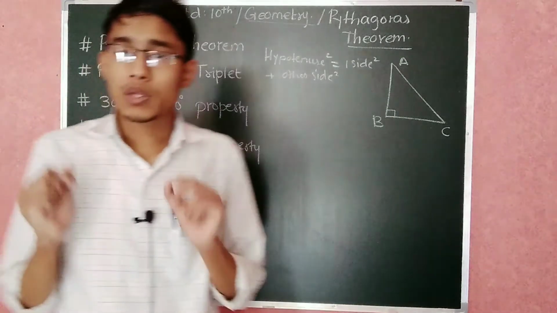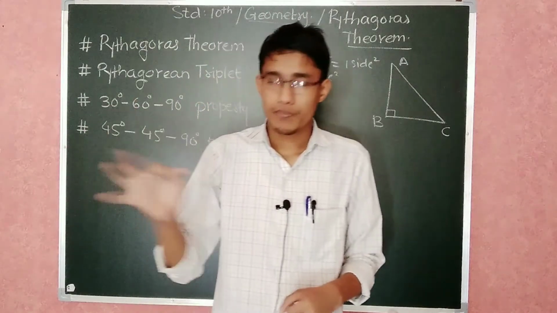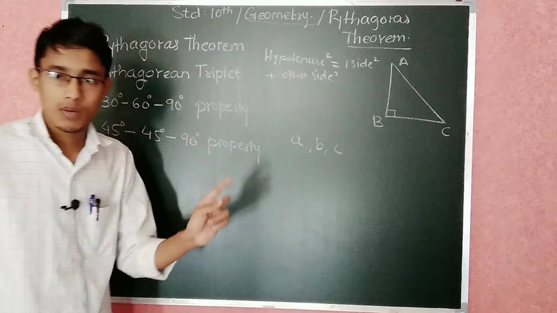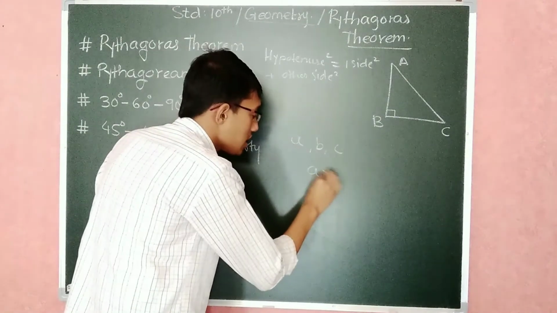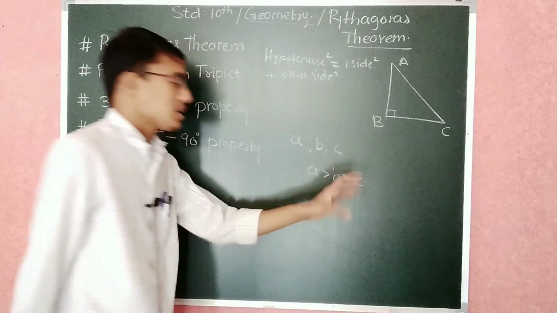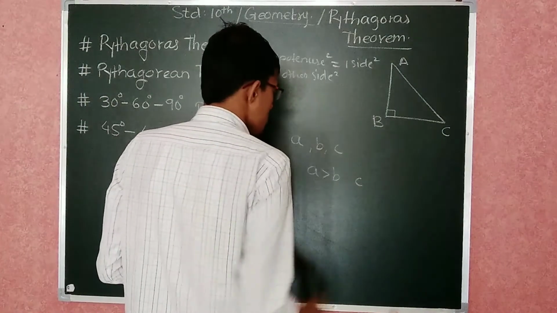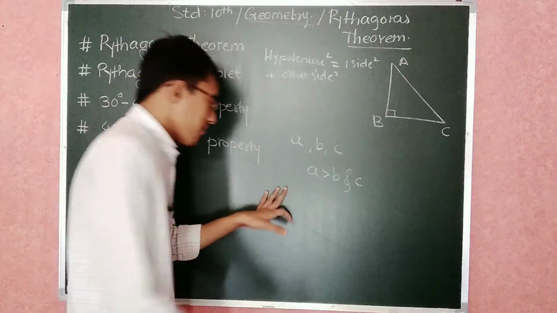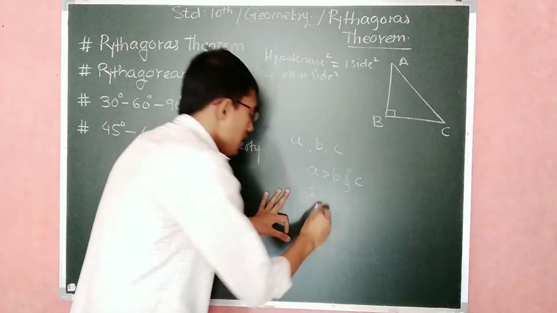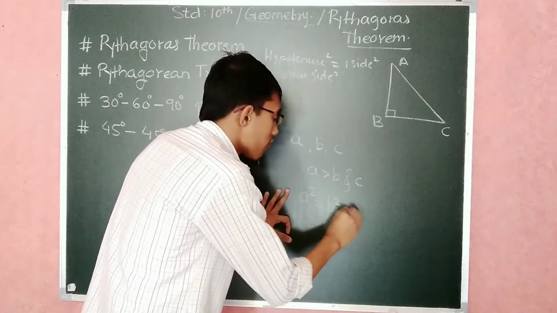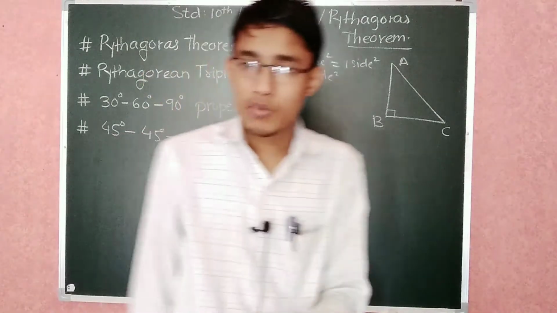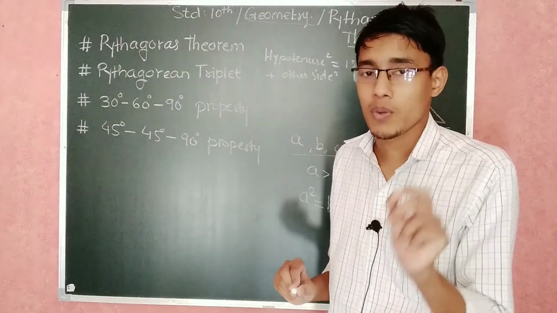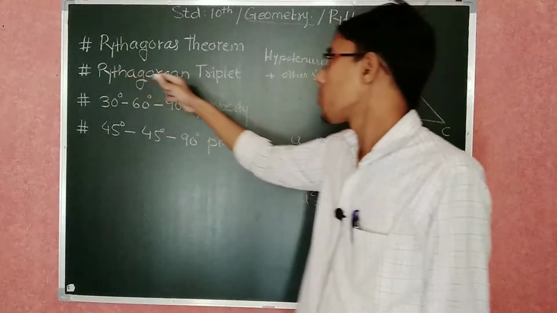So what is Pythagorean triplet? Suppose there are three numbers. Let me take those numbers as small a, small b, and small c. I will consider that a is the largest, a is bigger than b and c. In such a case, if the square of a is equal to the sum of the squares of b and c, that is, the sum of the squares of the other numbers, then these three numbers will form a pair of triplet, which is called a Pythagorean triplet.